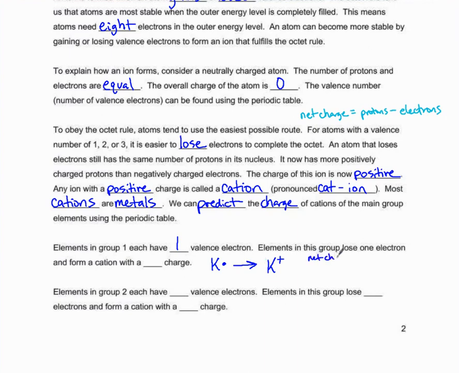So let's talk about net charge again. Remember, it was the number of protons, which is 19, minus the number of electrons. Elements in this group tend to lose 1 electron. And so it had 19, it lost 1, now it has 18. And so the charge here is positive 1. So elements in this group lose 1 and they form a cation with a plus 1 charge.